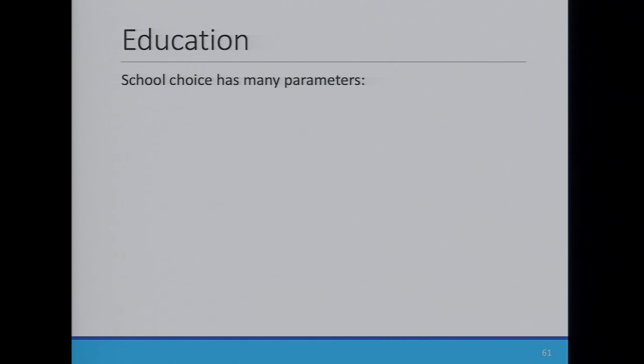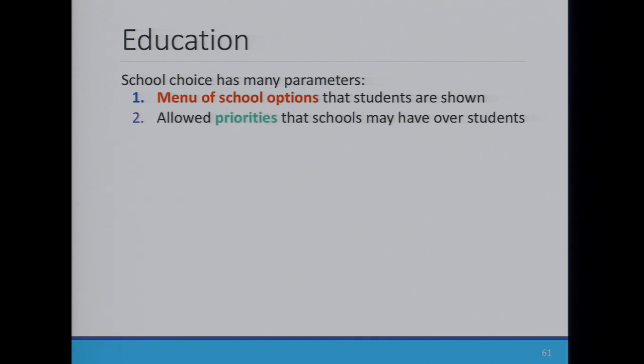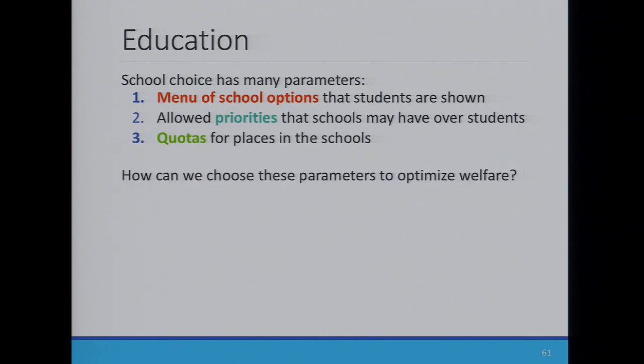In education, we know a lot about school choice, but a recent problem that I think is really interesting is that school choice has lots of parameters. For example, the menu of school options that they show to students, the priorities that schools are allowed to have, and the quotas, how many places in the school. So these are different parameters of the school choice problem. And so how can we choose these parameters to optimize welfare?